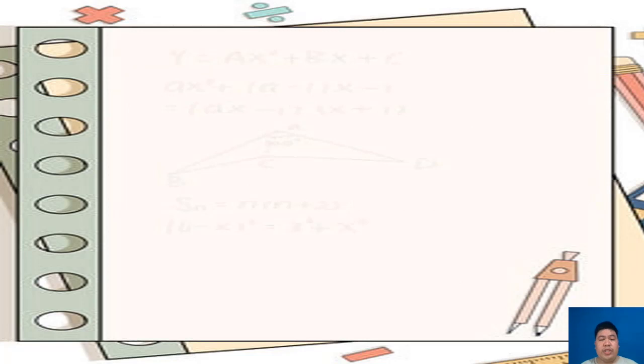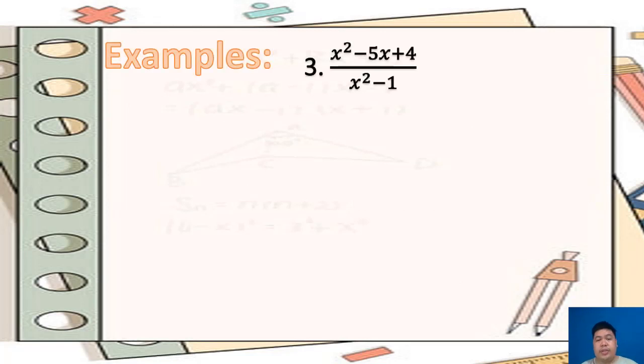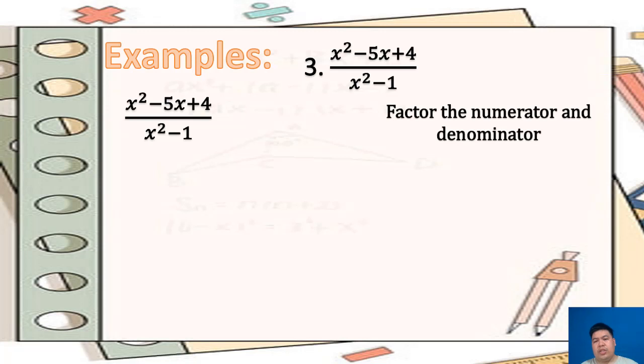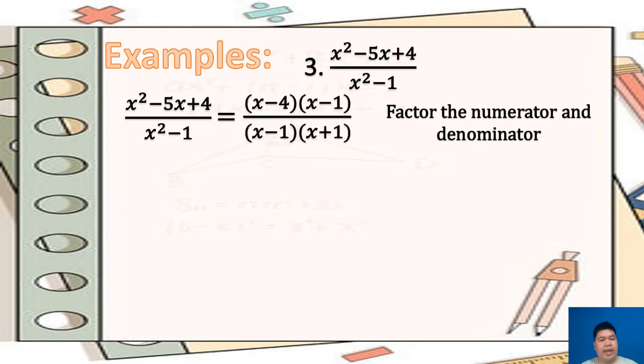Okay, now for our third example, we will have the given x squared minus 5x plus 4 all over x squared minus 1. For the first step, factor the numerator and the denominator. To factor the numerator, we will use trial and error. And to factor the denominator, we will use the difference of two squares. So here it is, x minus 4 times x minus 1. Then in the denominator, we have x minus 1 times x plus 1.